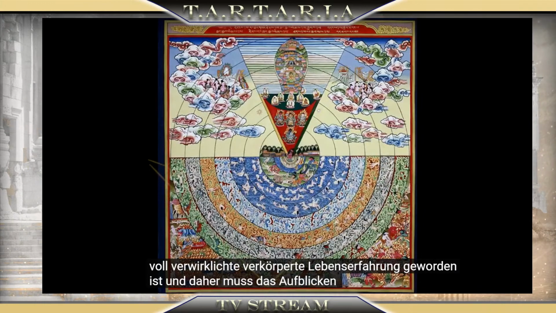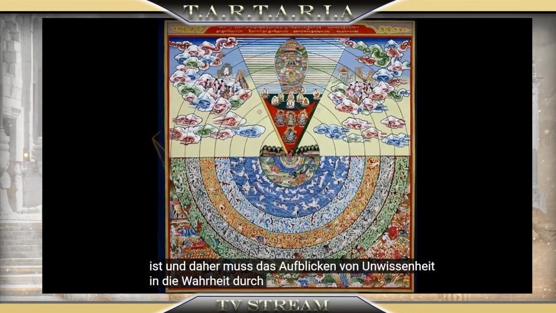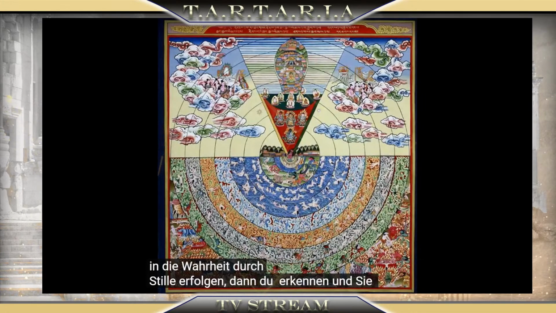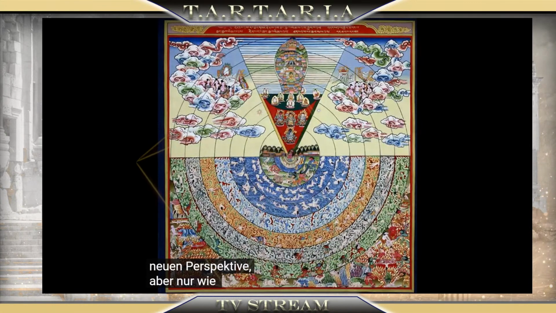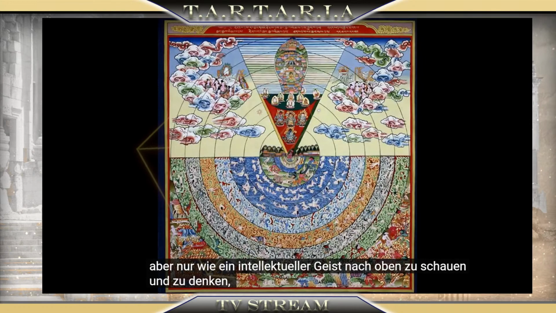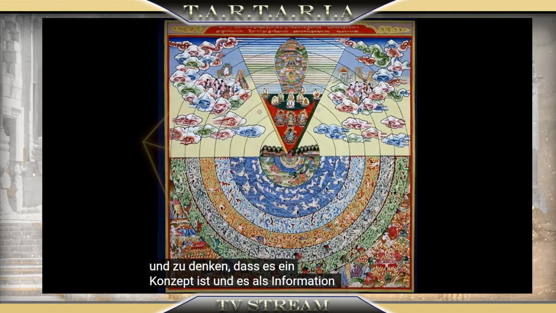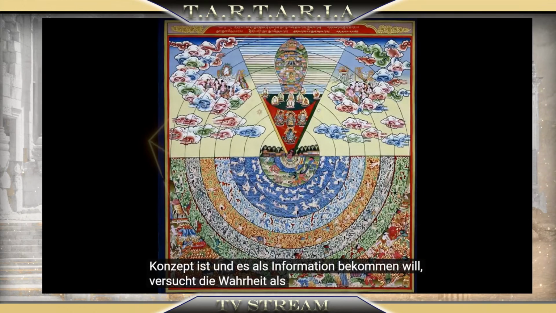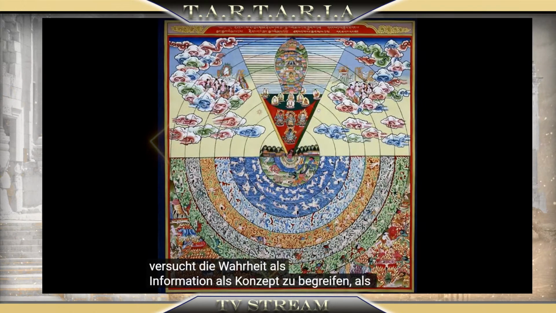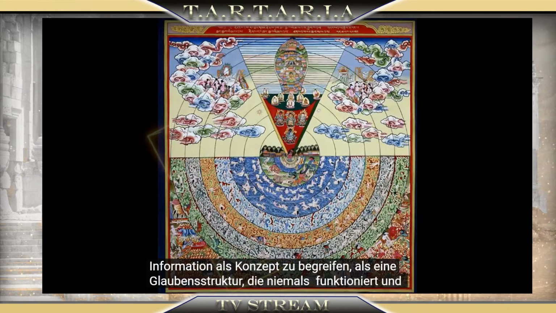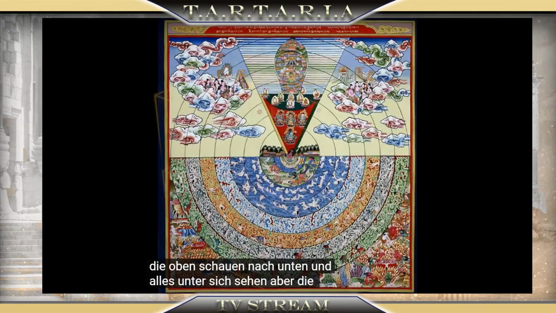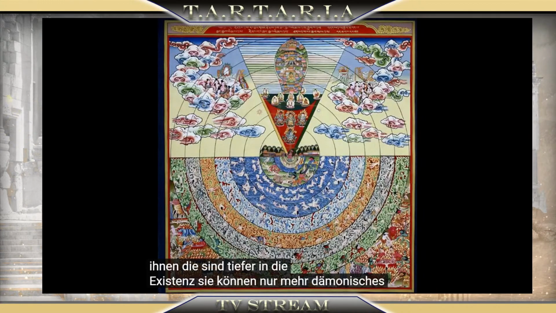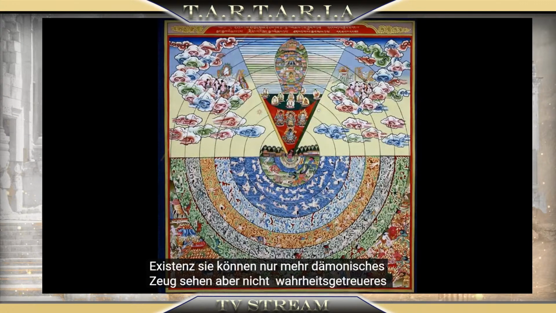And so looking up from ignorance into the truth must be done through stillness. Then you realize and you get insights, and then that becomes your new perspective. However, just looking up as like an intellectual mind and thinking it's a concept and wanting to get it as information, trying to grasp the truth as information, as a concept, as a belief structure, that never works. And so only the ones up can look down and see everything below them, but the ones that are lower in existence can only see more demonic stuff, but not more truthful stuff.